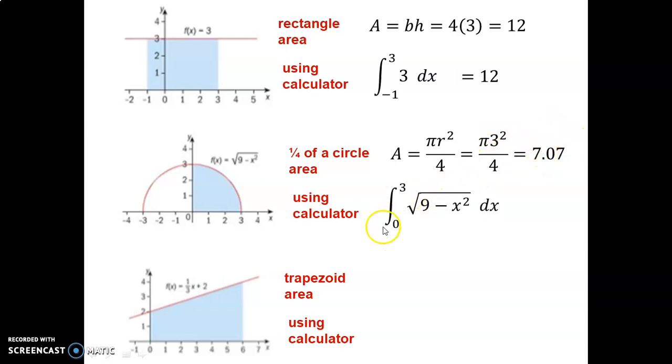Using our calculator, the integral would be set up like this. We can see the function is given for this semicircle. The function looks like this, and we can go from 0 to 3. Run that integral, guess what? It will confirm the same area. This is incredible. Math works.